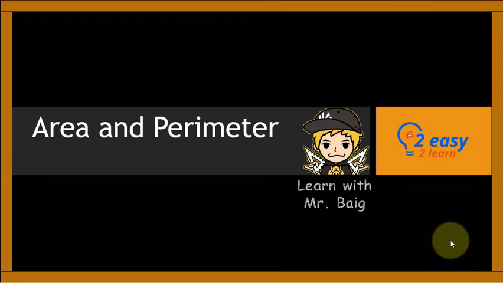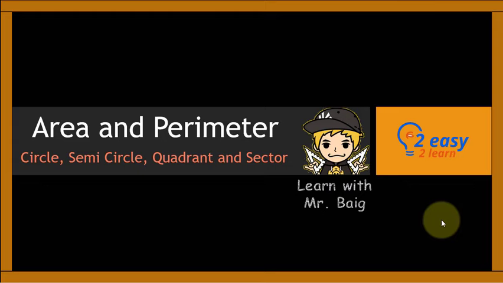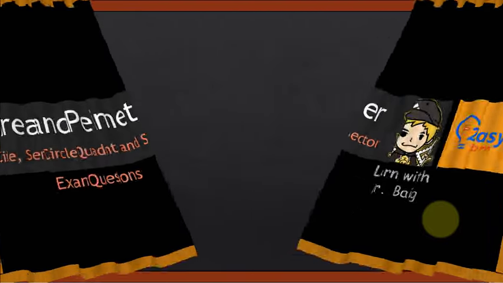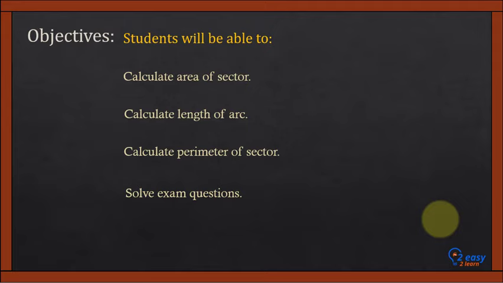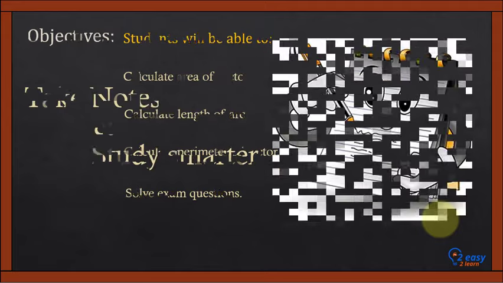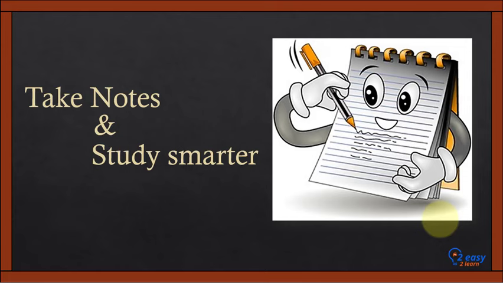Area and perimeter. Today, in this lesson, we will discuss exam questions of circle, semicircle, quadrant, and sector. By the end of this lesson, students will be able to calculate area of sector, calculate length of arc, calculate perimeter of sector, and solve exam questions. Let's start our lesson.